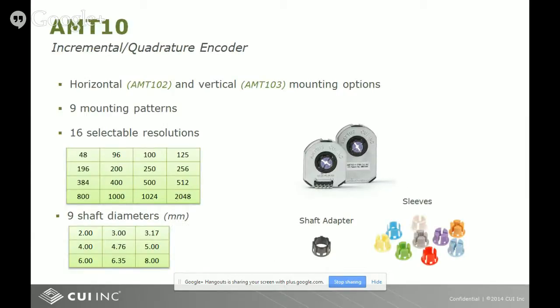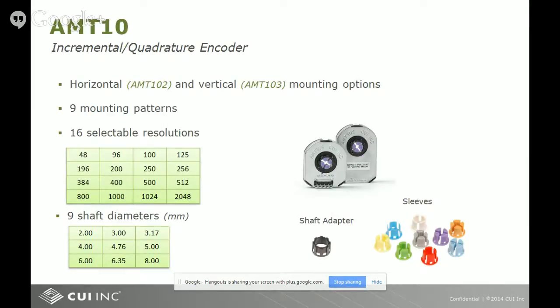So just a quick overview of our AMT 10 series. As I mentioned, we've got the 9 mounting patterns and the 9 different shaft adapters for your shaft diameters. We have 2 different versions for horizontal or vertical orientation of the connector, and then we have 16 selectable resolutions that you're able to change on the fly with a dip switch on the encoder. So as you're optimizing your PID loop design and need to adjust resolutions, you can just adjust that quickly with the dip switch.